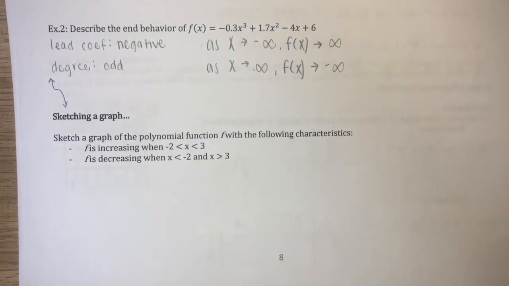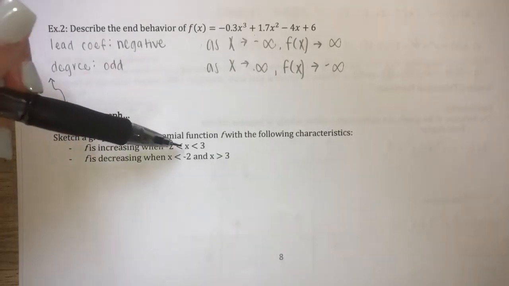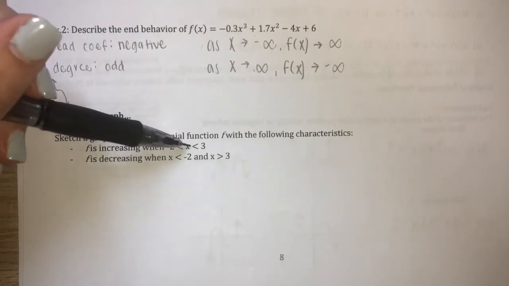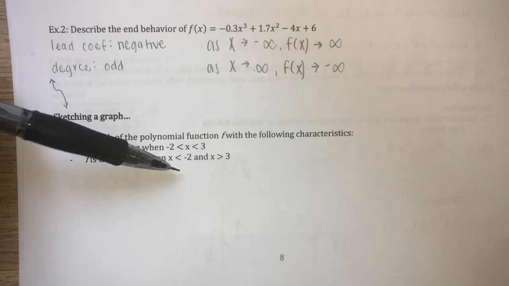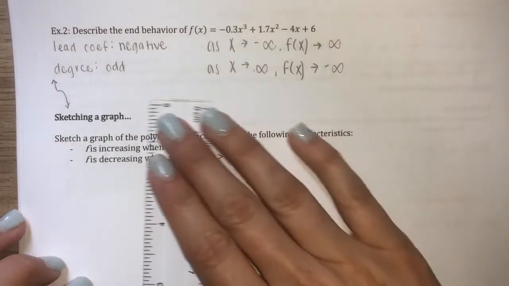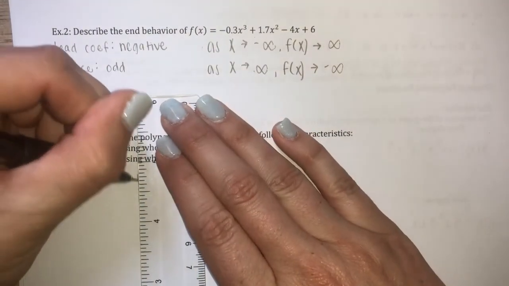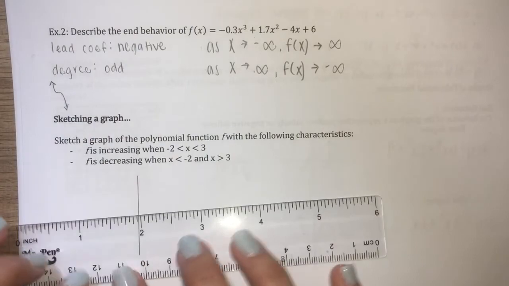And then the last example is sketching a graph based on given parameters. So sketch a graph of the polynomial function f with the following characteristics. So f is increasing when x is greater than -2 and less than 3. And then f is decreasing when x is less than -2 and greater than 3. So it's just a sketch. It doesn't have to be super accurate, but the biggest thing is just where it's changing direction.